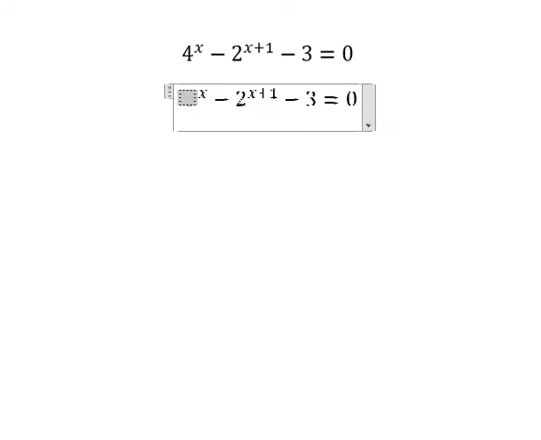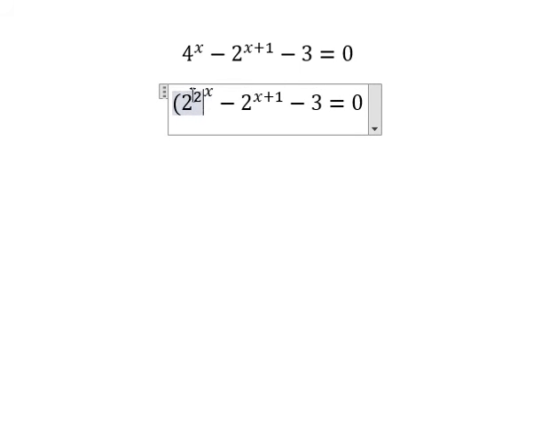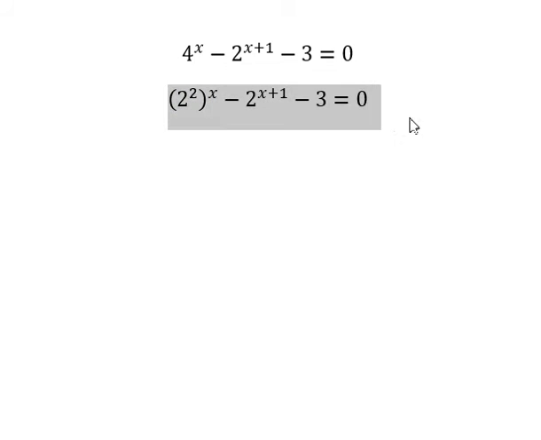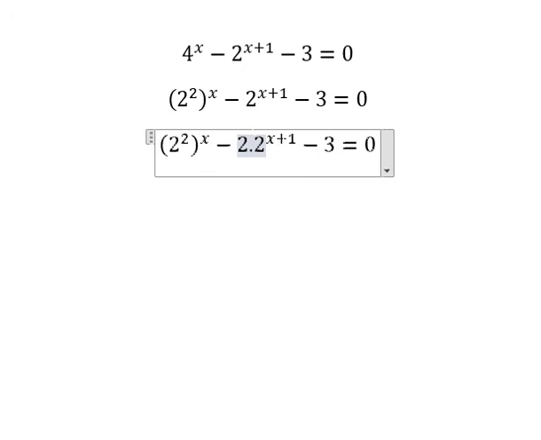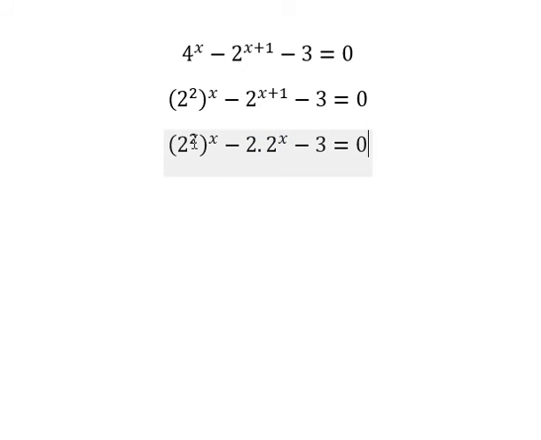Number 4, we can write as 2 to the power of 2. Next, 2 to the power of plus 1 in here. We can put number 2 in here. Next, number 2 in here, we can put in here.